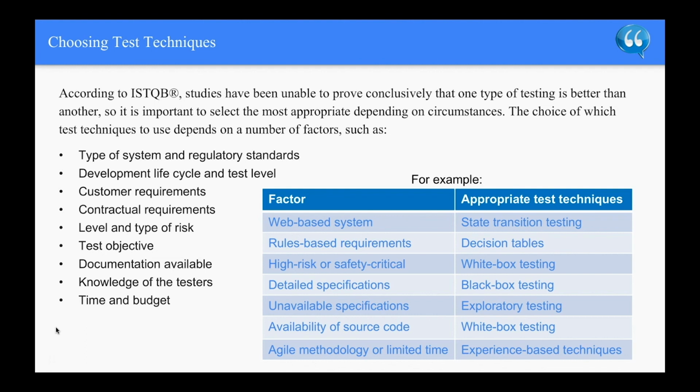So for example, for a web-based system, the appropriate test technique would be state transition testing, and for rules-based requirements, decision table. For high risk or safety critical, it's indicated that you use white box testing. Detailed specification, black box testing. Unavailable specifications, exploratory testing. Availability of source code, white box testing. Agile methodology or limited time, experience-based technique.